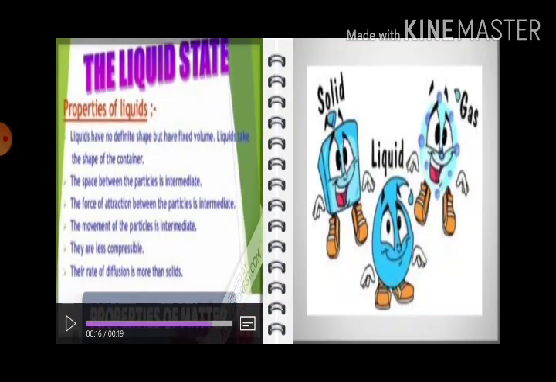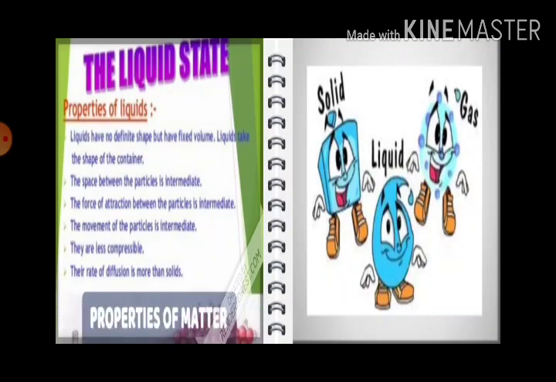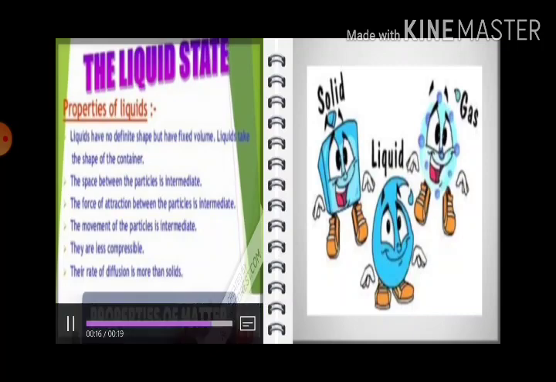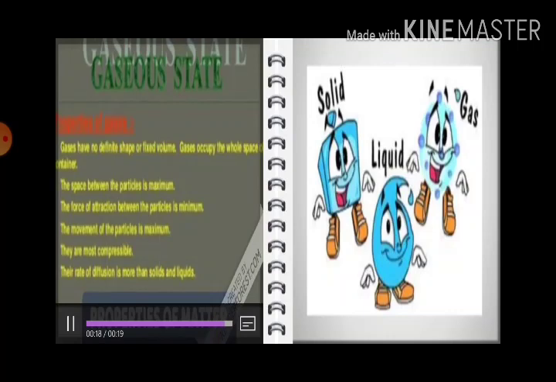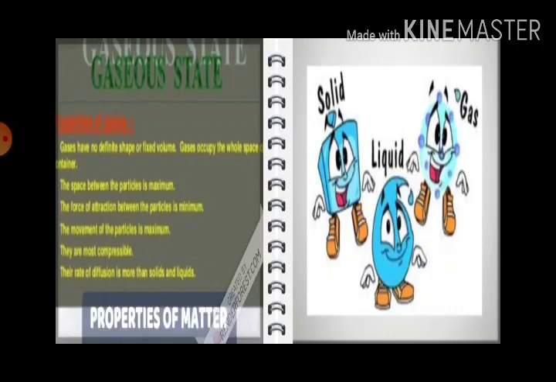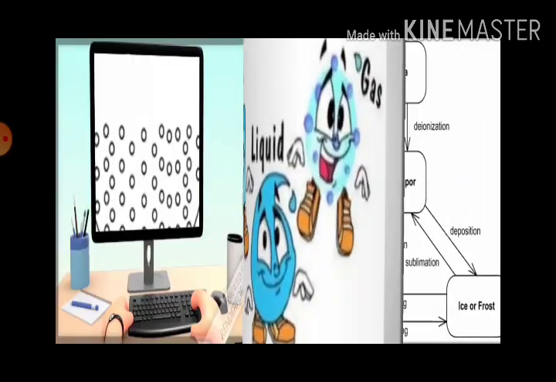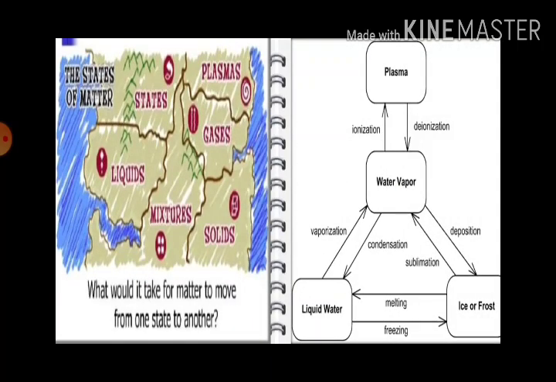Then liquids have no definite shape, but a fixed volume. Space is intermediate, force is also intermediate. Finally, the gaseous state: they have no definite shape, no fixed volume. Space is maximum, force of attraction between the particles is minimum.